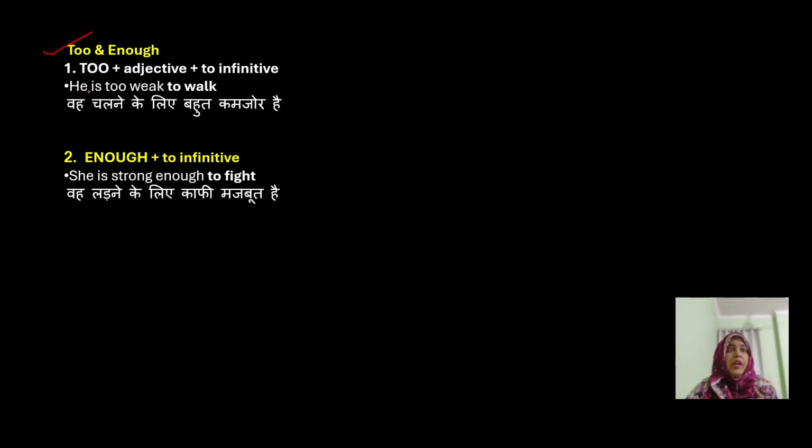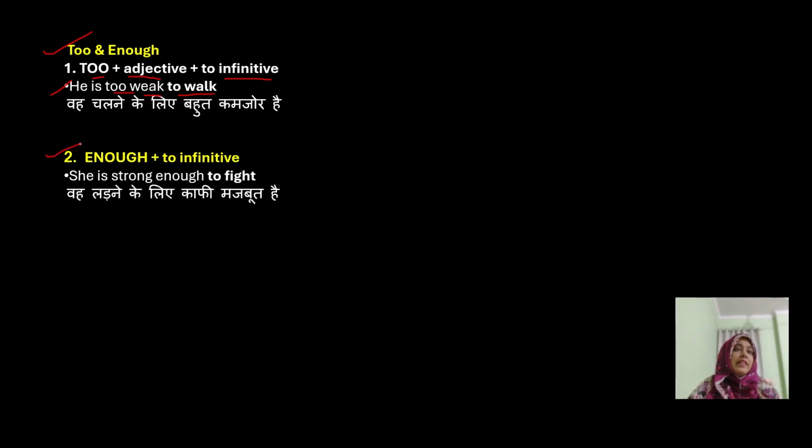Now next, you have to look for too and enough in the sentence also. Let's see. He is too weak to work. So where too and enough come, you have to use the infinitive. This is the formula: too plus adjective plus to infinitive. In the sentence you can see, he is too weak. Weak is an adjective. To work is the infinitive, right? So if you see too and enough in the sentence, you have to use the infinitive. This is also a rule of using infinitives.